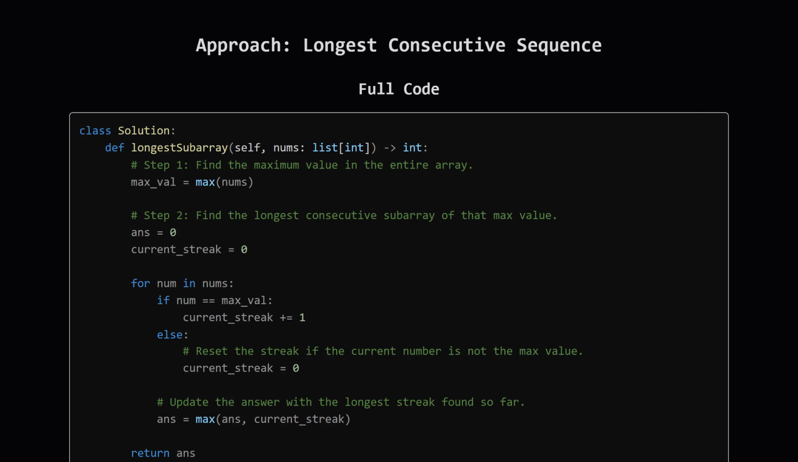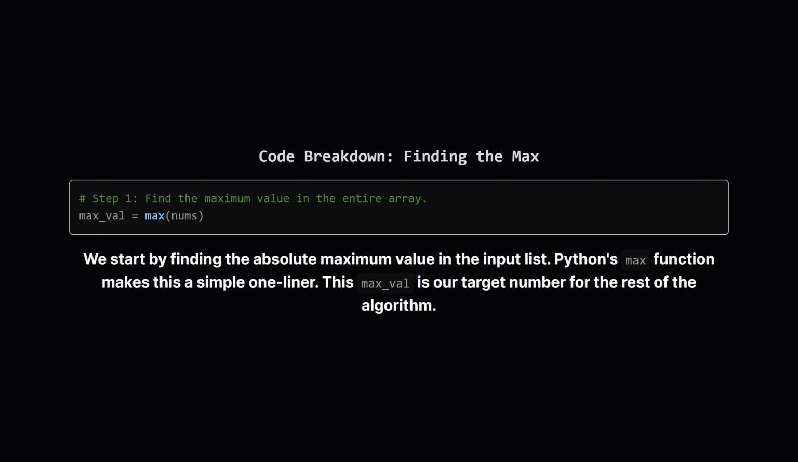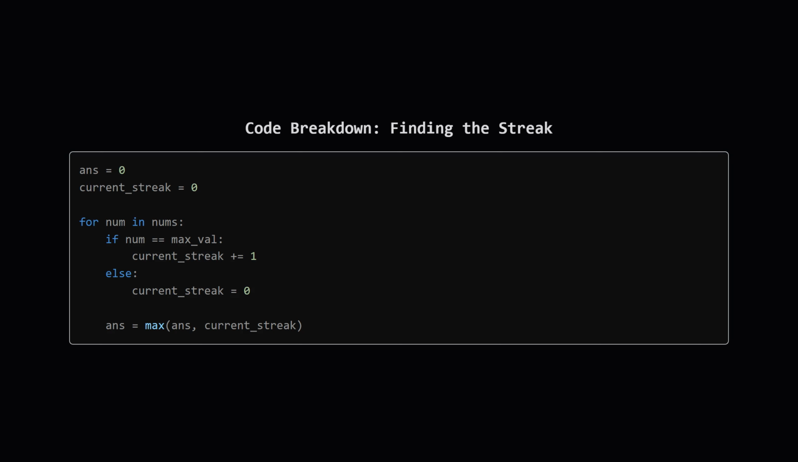Alright, here is the complete Python code that implements our logic. It's clean and directly follows the steps we just discussed. Let's quickly break down the key parts. The very first thing we do is find our target value. We call the max function on the entire nums list and store the result in a variable called maxval. This is the number we'll be looking for. Next, we set up our counters. ans will hold our final answer, and current streak will track the streak we're in right now.